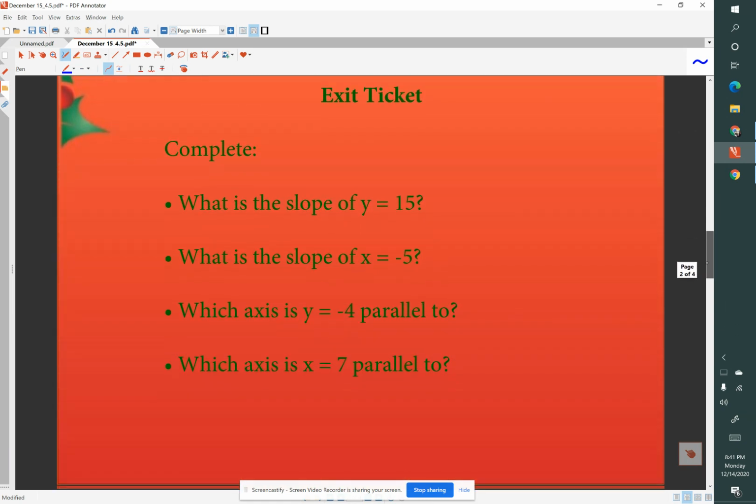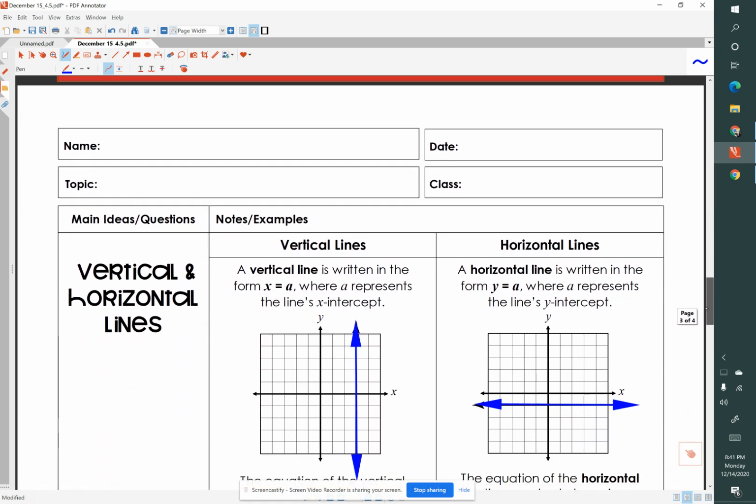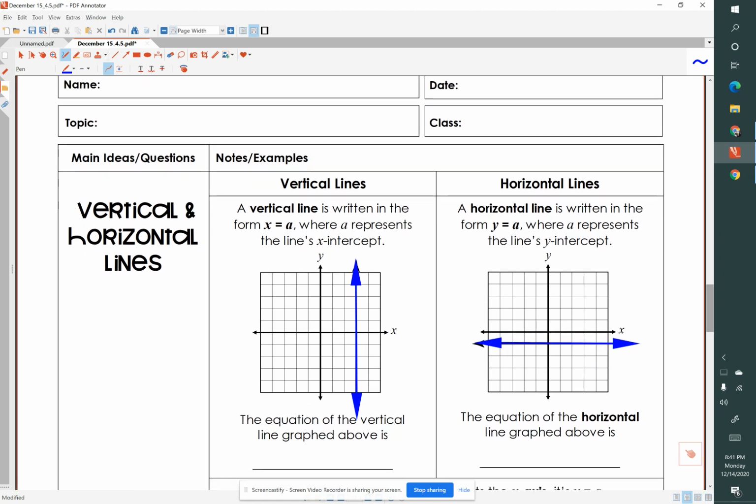We'll come back to our exit ticket. But here is our class. Here's our paper, and our topic today is vertical and horizontal lines. So let's look at them. We have vertical lines and we have horizontal lines, and I've highlighted them in a nice bright blue, so you should be able to see them today.